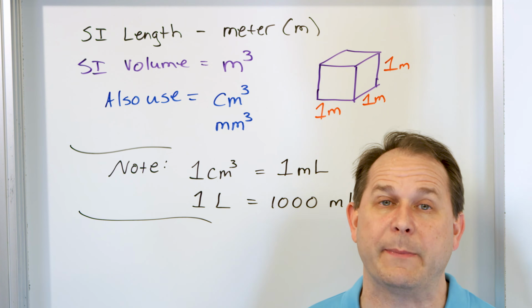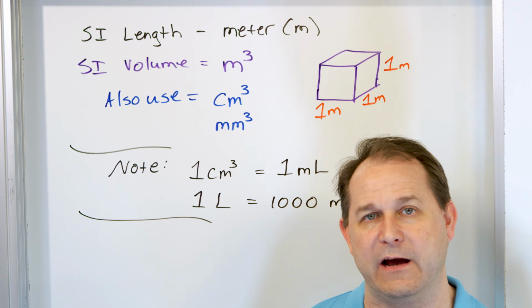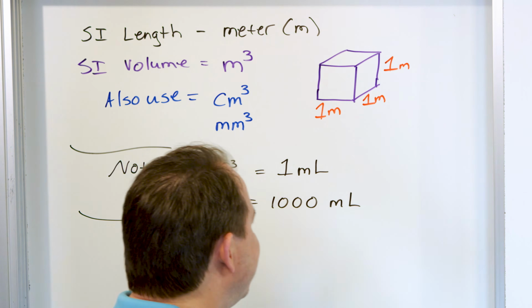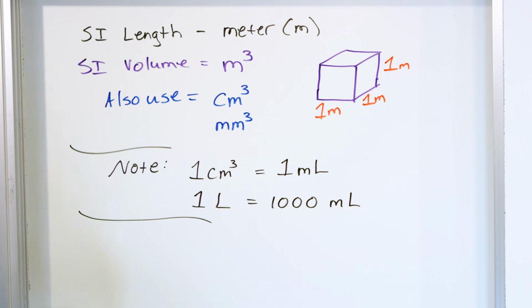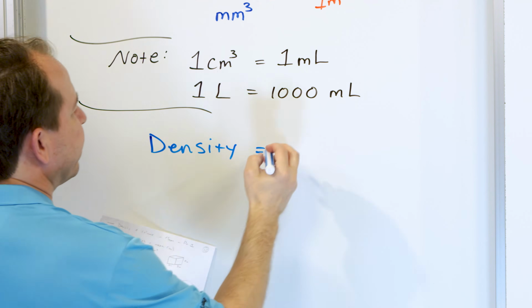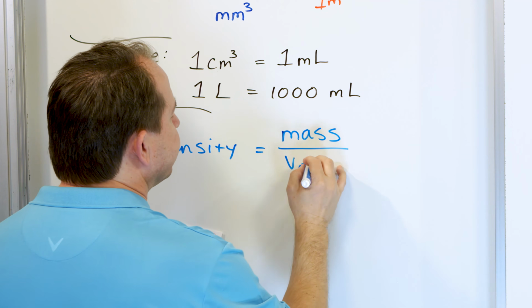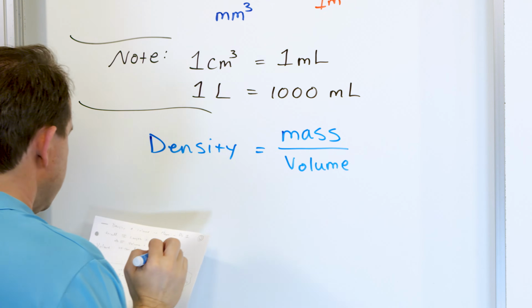So next we have to talk about one of the most important derived units in chemistry, and that is called the density of a substance. This is how it's going to tie into our discussion of water that we just talked about. So the density of an object is equal to the mass of the object, and we're going to talk about all this, divided by the volume of the object, right?